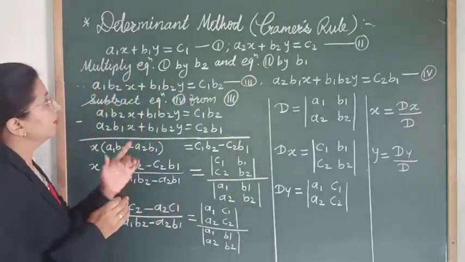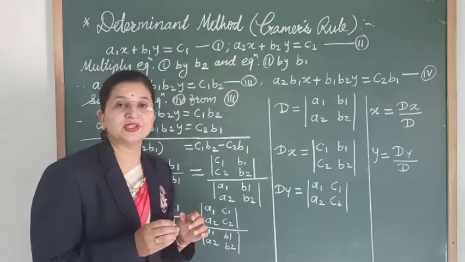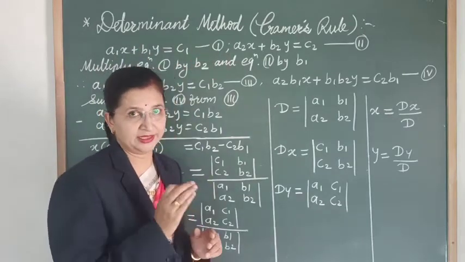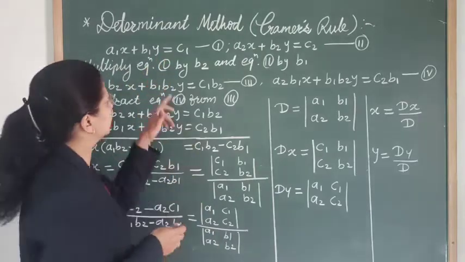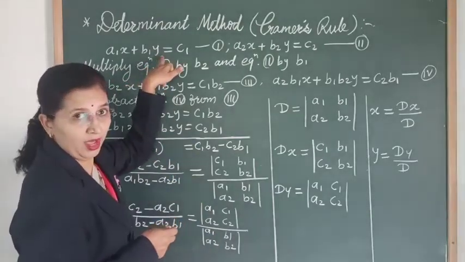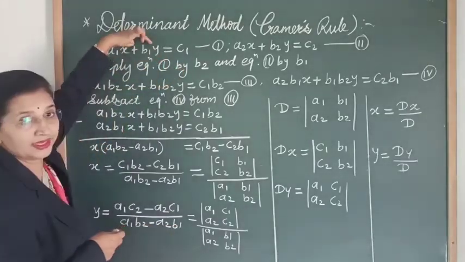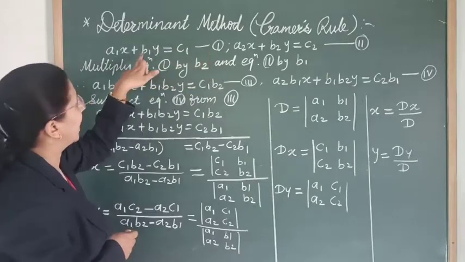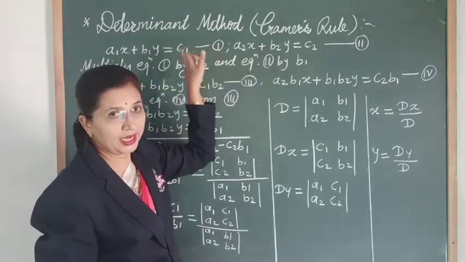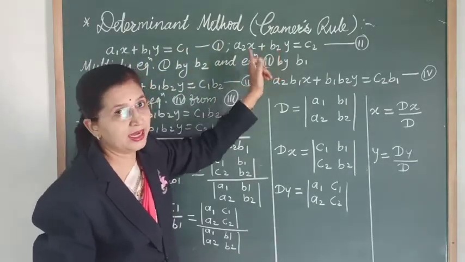Now we have to solve these equations by the elimination method. To solve these equations, we'll cancel the variable y. To cancel this variable y, we have to multiply the first equation by b2, and the second equation by b1.